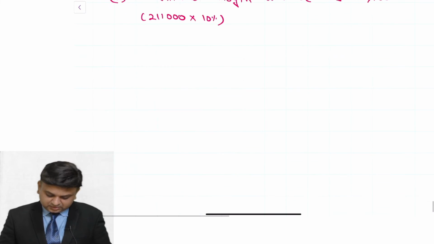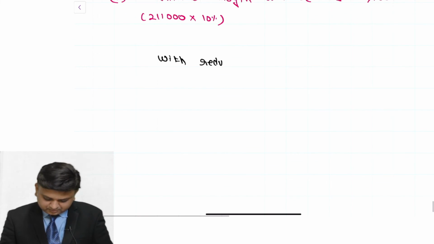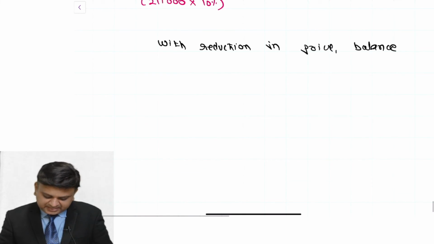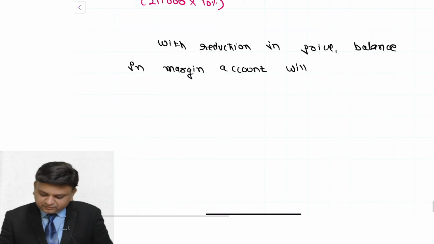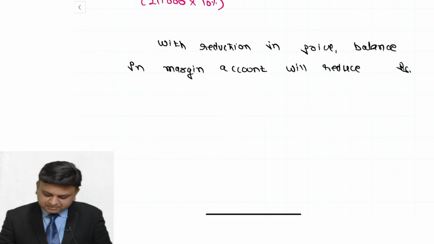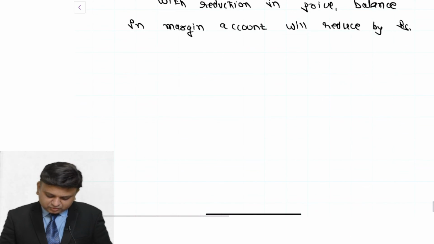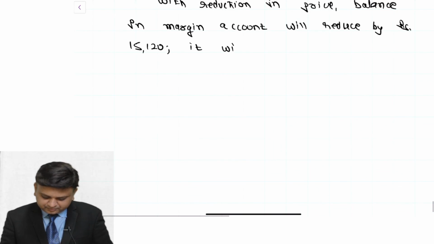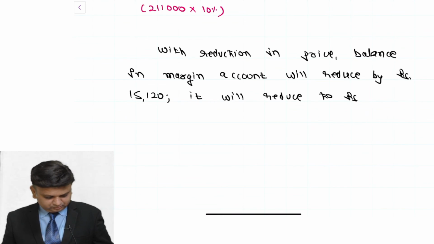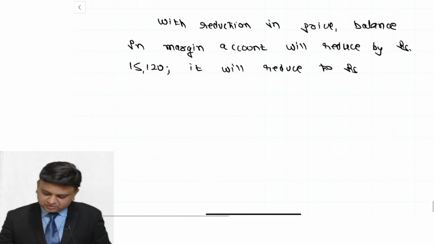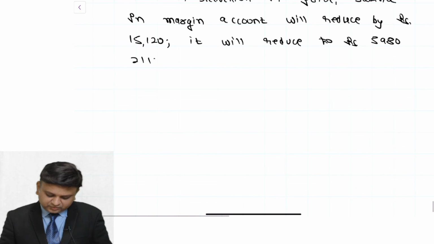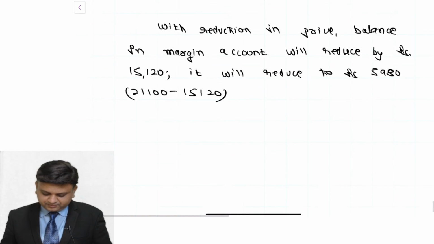With paragraph write down, with reduction in price, balance in margin account will reduce by rupees 15,120, it will reduce to rupees 5980. 21,100 minus 15,120. This is what we understand.